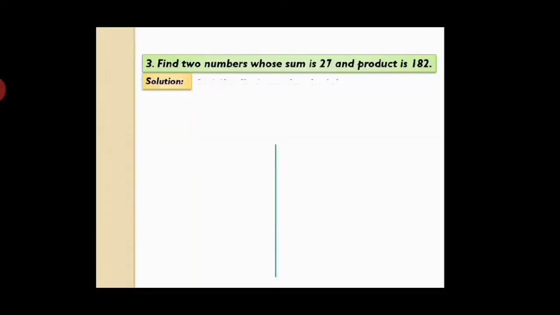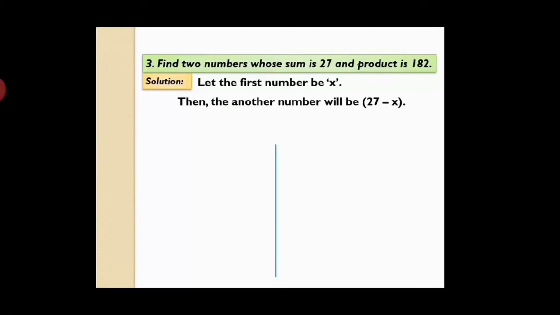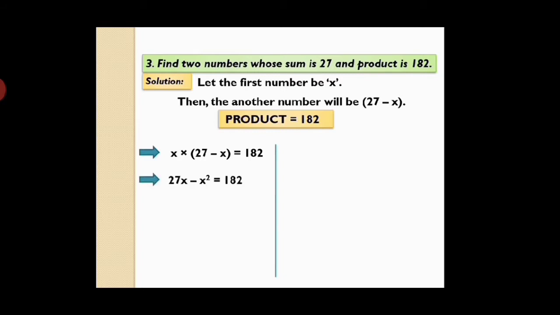So first we will suppose let the first number be x. So obviously according to the question, the other number will be 27 minus x because the sum of the two numbers is 27, and the product is given as 182. So we will multiply x by 27 minus x and we will get 182. When we open the bracket we will get 27x minus x square equals 182, and when we shift this 182 from the right hand side to the left hand side we will get 27x minus x square minus 182 equals 0.